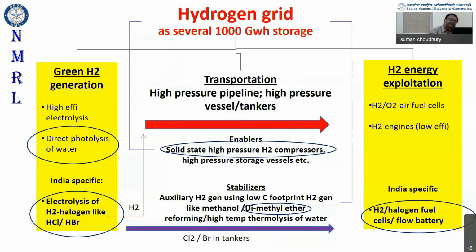Then it needs stabilizers. That means if there is suddenly a drop in hydrogen at such a big rate, you need to generate some amount of so-called blue hydrogen. Dimethyl ether is a very good option, and any other thing like methanol or even fossil fuel. When we talk about exploitation, hydrogen-oxygen or air fuel cells are pretty costly. Every year the cost is coming down, but it still has some more to go perhaps. The other option is again hydrogen halogen fuel cells, which can be a game changer for India if correctly deployed.